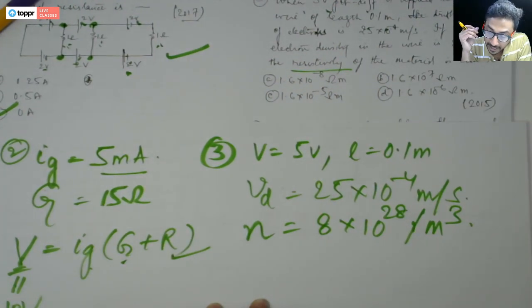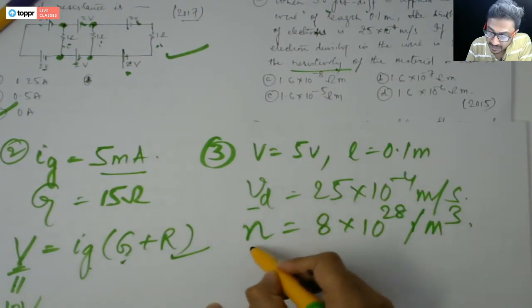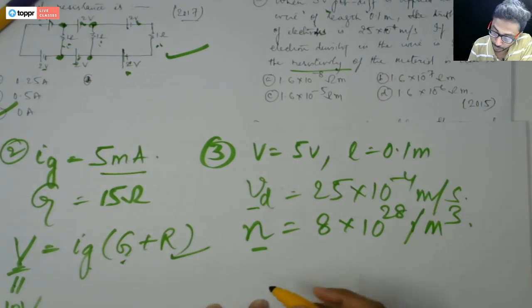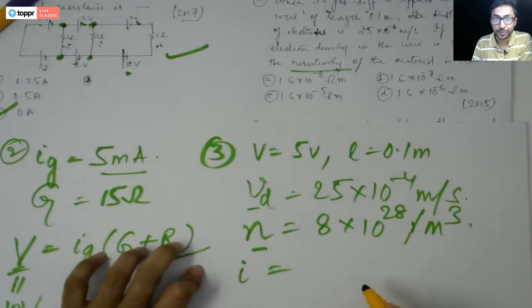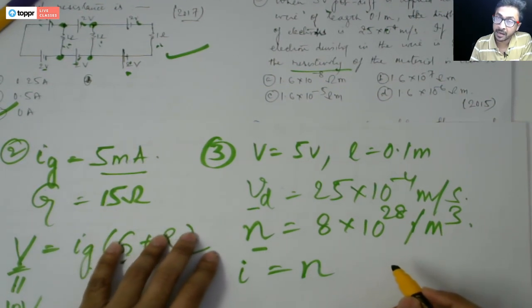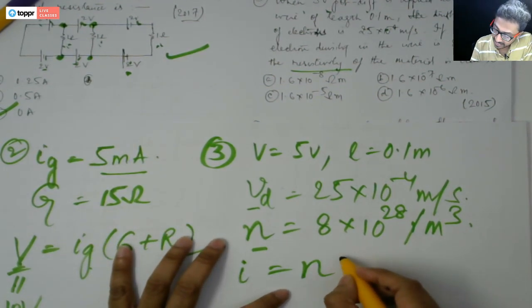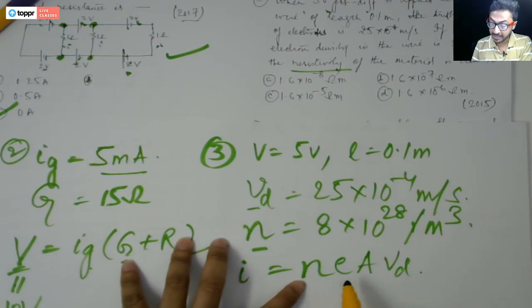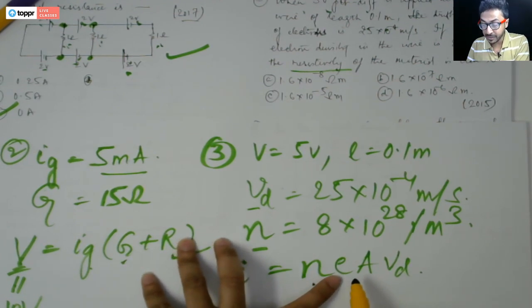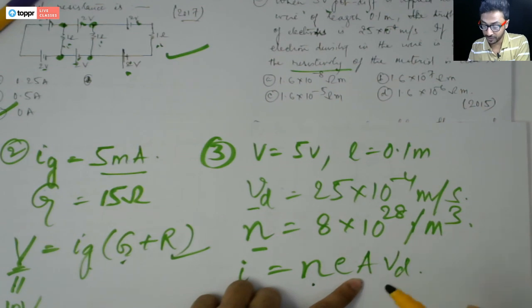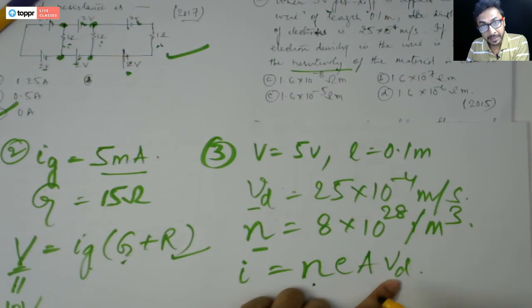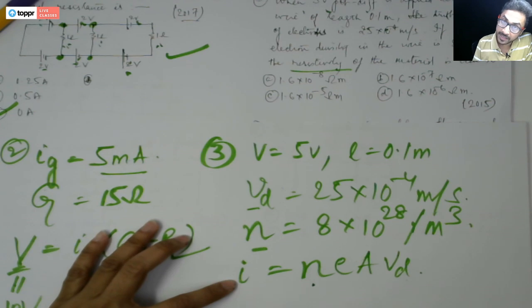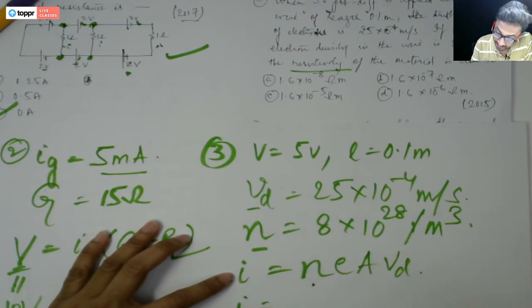Now we haven't formulated or derived any relationship of resistivity with Vd, N and so on, isn't it? So what can we do? See, if you remember, I equals what in terms of drift speed? I equals N E A Vd, where N is the electron density, E is the charge of the electron, A is the cross-section area, Vd is the drift speed. Now I is the current flowing, and we need to find the resistivity.